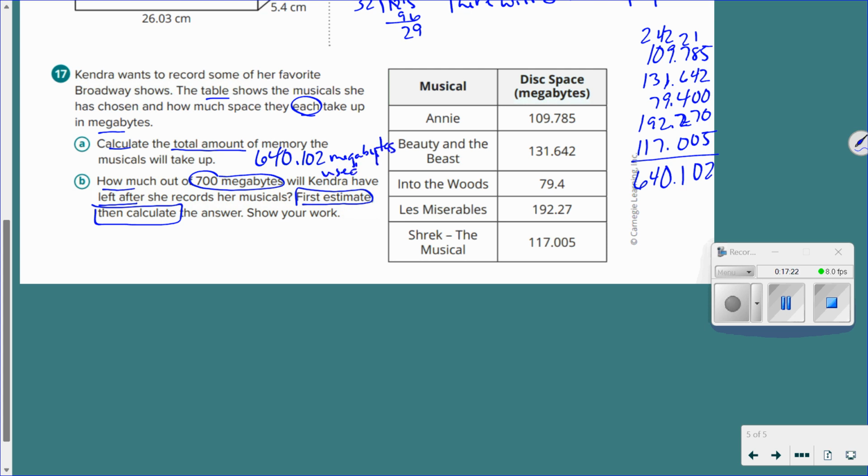used. So how much is going to be left? I'm going to take 700, subtract 640.102, meaning I've got to go from the 7 and start borrowing all the way across. So it all becomes 9s till I get to the last one. The good news is that means I'm not going to have to borrow again because I've got a 9 in every column. Gives me a 5. So she will have 59.898 megabytes left.